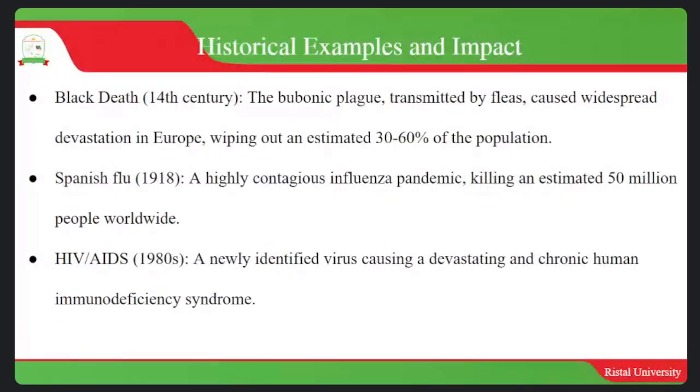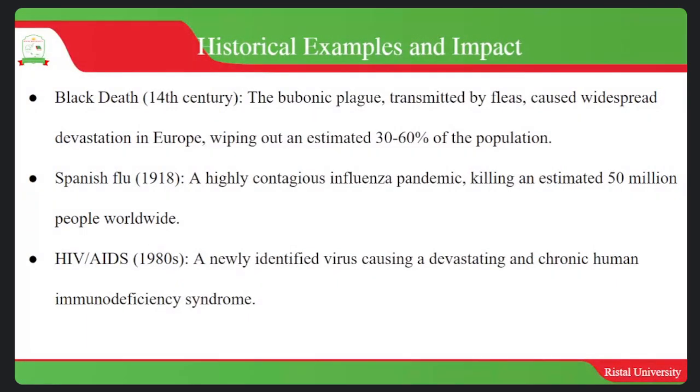So let's look at some historical examples and the impact of these re-emergences. In the 14th century, the bubonic plague, which was transmitted by fleas, we talked about it, was it in our second lecture, caused widespread devastation in Europe, wiping out approximately 30 to 60% of the population.